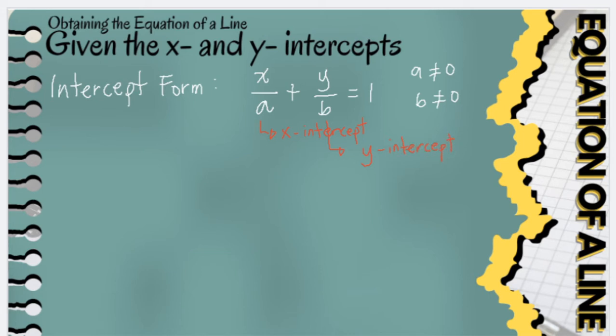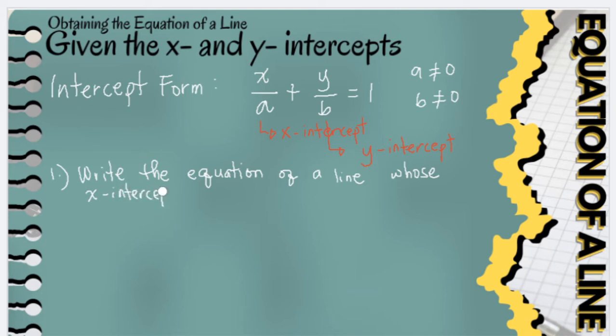Okay? So, if we have a problem, for example: write the equation of a line whose x-intercept is 3 and y-intercept is -5.